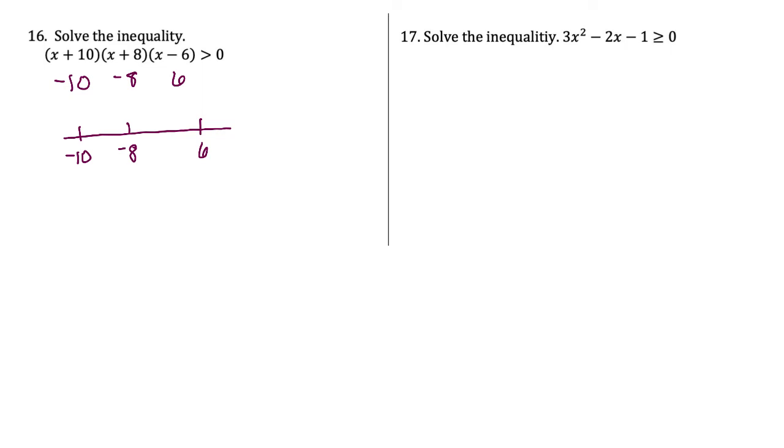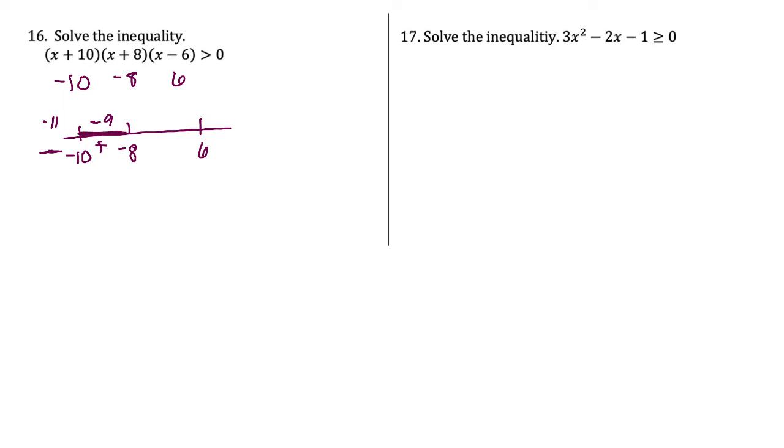So on the other side of negative 10, let's pick negative 11. So if I pick negative 11 and plug in, I get a negative and a negative. So that's all negative. But I need positive, so it's not going to work. So let's go to negative 10 to 8, pick negative 9. That's going to give me a positive times a negative times a negative. So that's positive. So I know that interval is going to work.